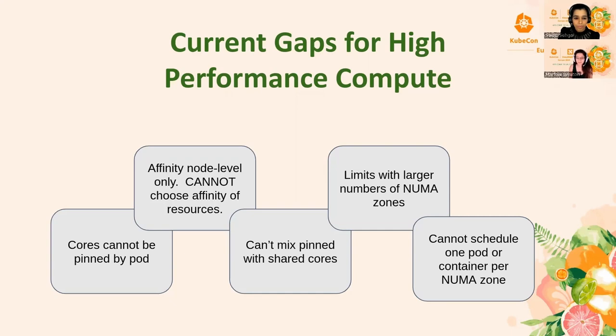And limits with larger numbers of NUMA zones. So right now you have an 8 zone limit for the NUMA zones. And you cannot schedule one pod or container per NUMA zone. So I can't do a nice pretty split across all of the zones to make sure that from a scheduling standpoint, everything is just in one zone per each, so they're not interfering with each other.